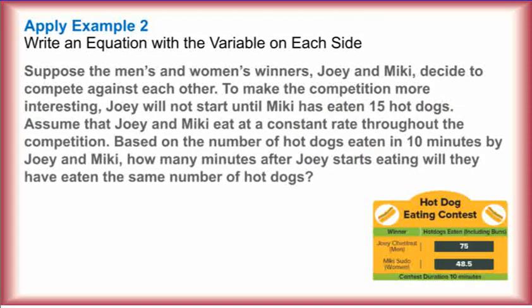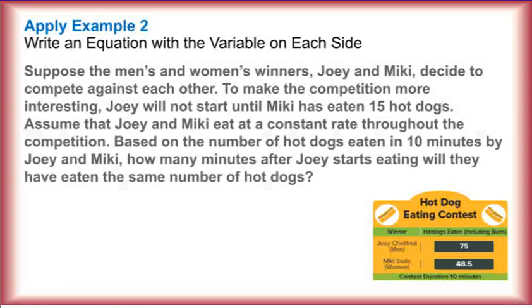So suppose the men's and women's winners, Joey and Miki, decide to compete against each other. To make the competition more interesting, Joey will not start until Miki has eaten 15 hot dogs. Assume that Joey and Miki eat at a constant rate, which just means their pace stays the same throughout the competition. Based on the number of hot dogs eaten in 10 minutes by Joey and Miki, how many minutes after Joey starts eating will they have eaten the same number of hot dogs?